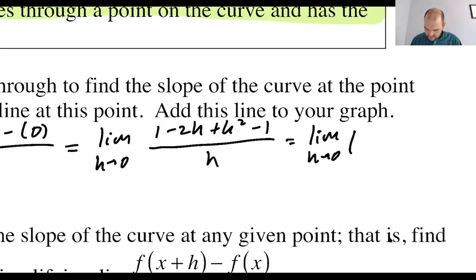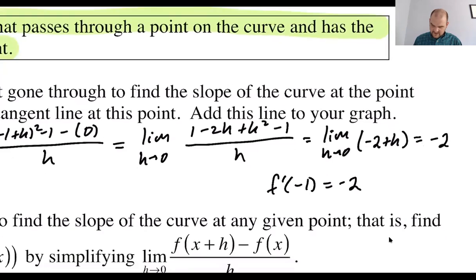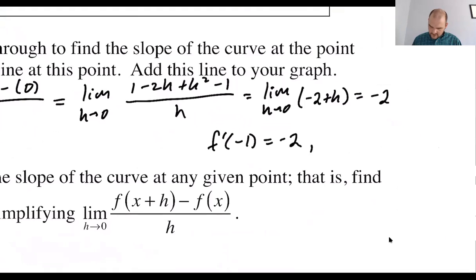If we simplify this, we just get -2 plus h, right? 1 and -1 gone. Divide out an h from everything, we get this. Now we can take the limit, we get -2. So f prime of -1 is -2. Okay, that's the slope. I also know that f of -1 is 0, so that's the point.